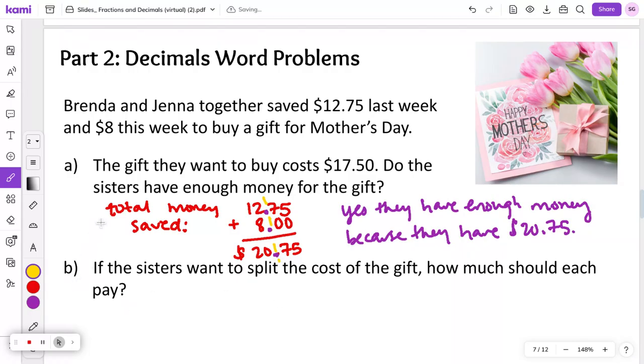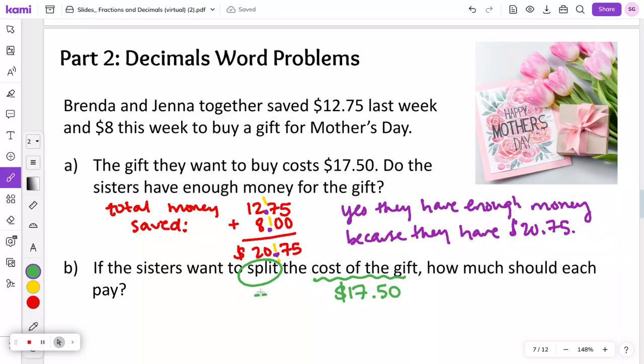The second question is asking if they want to split the cost of the gift, how much should each pay? So here they are splitting the cost of the gift. And so I might need to read through the information again. How much does the gift cost? Our gift cost, it tells me right here, $17.50. And so if they are splitting it, what does that mean?